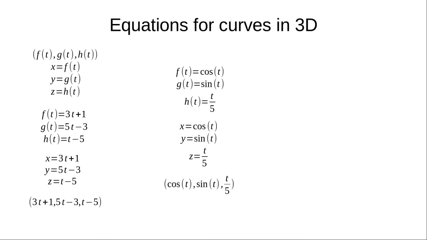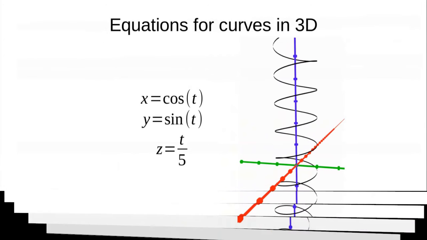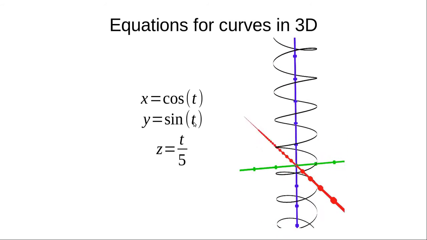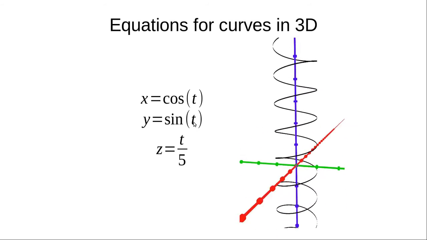Now, if I tell you that the parametric equation x equals cosine of t and y equals sine of t gives a circle in 2 dimensions, what do you think the equation that we have written will yield in 3 dimensions? Pause the video and think about it. Well, we are incrementing z by 1/5 every t, so we are moving the circle up as we draw it. This creates a helix centered around the z-axis, as you can see on the right.